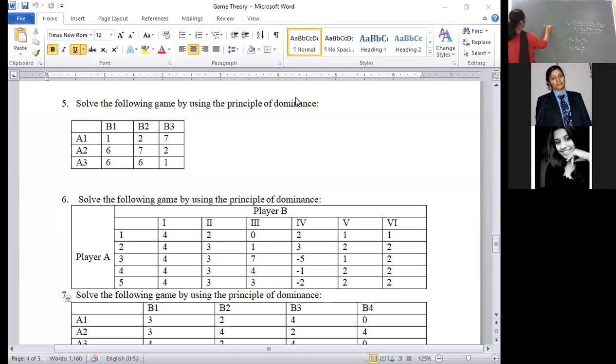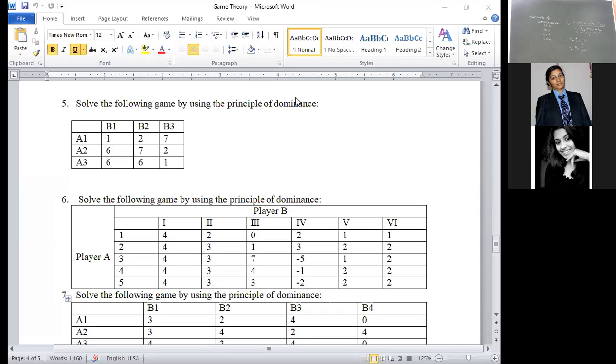If the matrix is 3 by 3, 3 by 4, 4 by 3, 4 by 4, more than 4 rows and 4 columns, we will use the strategy called principle of dominance. Dominant strategy, what does it mean? Principle of dominance states that if a strategy of a player dominates over another strategy in all conditions, the latter strategy can be ignored.